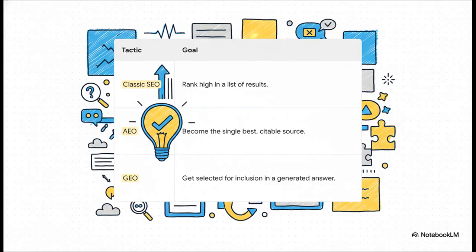Okay, let's just lay it all out so it's super clear. With classic SEO, you're trying to climb the ladder of results, right? With AEO, you're trying to be the very top of the pyramid, the one definitive source. And with GEO, you're trying to be a key ingredient in the final recipe the AI cooks up. The key thing to remember is that these aren't competing ideas. They're all layers you need for a modern search strategy.